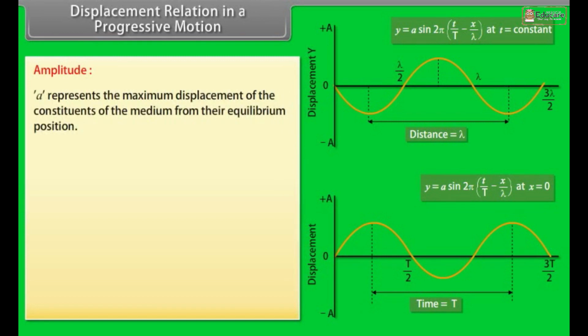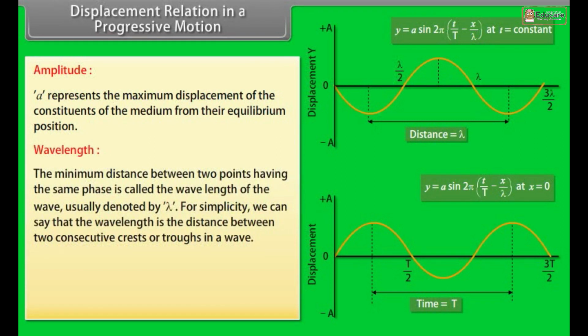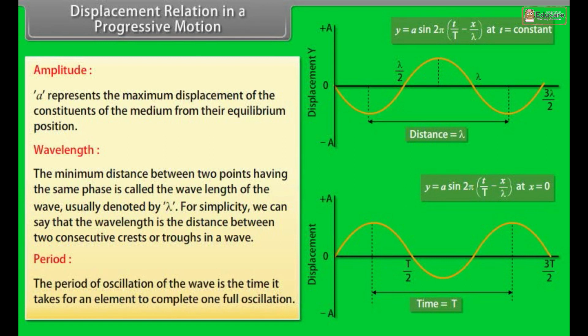Amplitude. A represents the maximum displacement of the constituents of the medium from their equilibrium position. It is called the amplitude of the wave. Wavelength. The minimum distance between 2 points having the same phase is called the wavelength of the wave, usually denoted by lambda. For simplicity, we can say that the wavelength is the distance between two consecutive crests or troughs in a wave. Period. The period of oscillation of the wave is the time it takes for an element to complete one full oscillation.